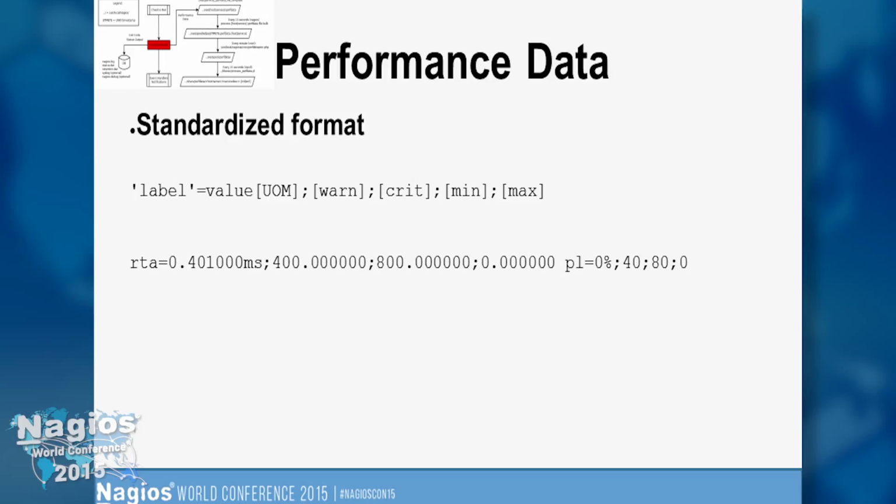So this is the output for our standard ping check, right? The example I showed you earlier, saying RTA is the label, equals value, which is 0.401000 ms. And then semicolon, 400.000, semicolon, 800.000. That is the warning and critical values for milliseconds, because this is a ping check. We want to warn if it is 400 milliseconds or higher, and we want to go critical if it's 800 or higher. And this is, again, used in graphing.